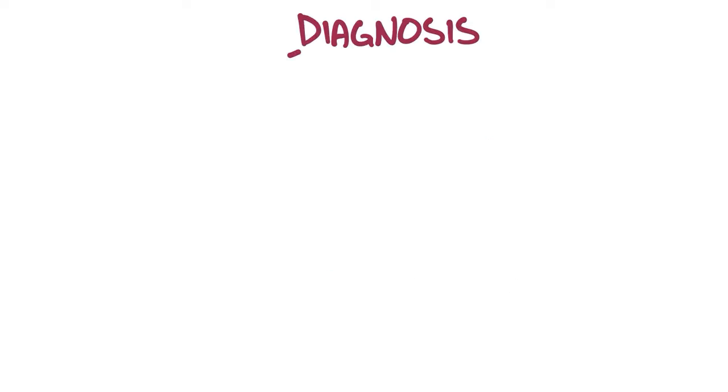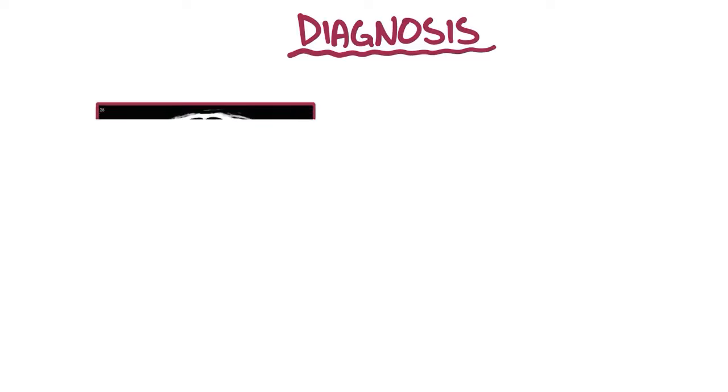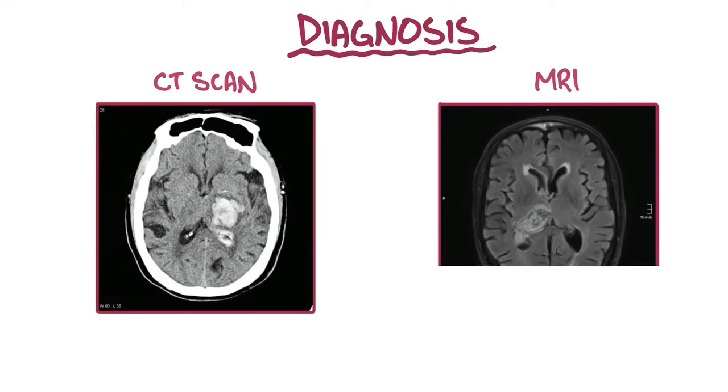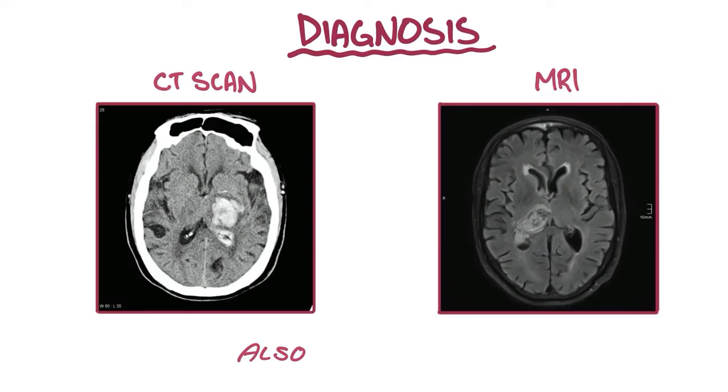To diagnose and confirm the location and size of a hemorrhagic stroke, medical imaging with a CT or MRI can be used. Also, angiography, which uses contrast injected into the blood, can help to visualize the exact location where blood accumulates in the brain tissue.